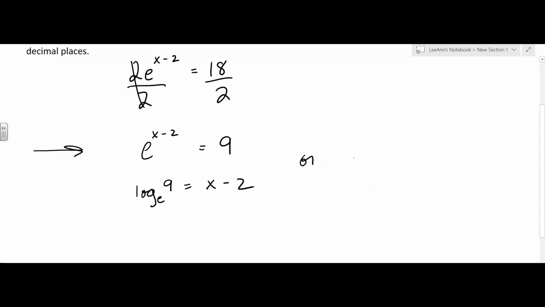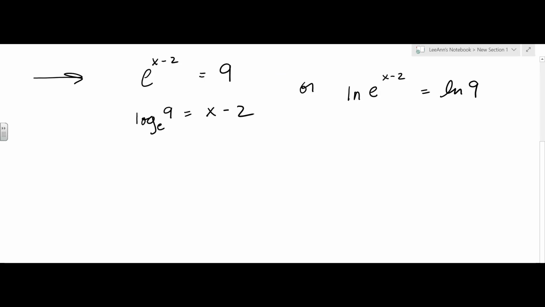Or you could say, well, let me take the log of both sides. So natural log e to the x minus 2 equals natural log 9. Okay, so on the left-hand side, that log base e is a natural log. So that's just a notation thing there. Log base e means natural log.